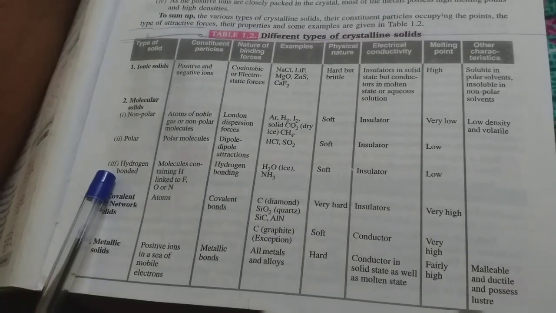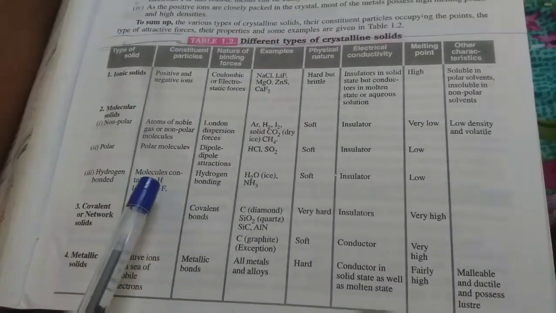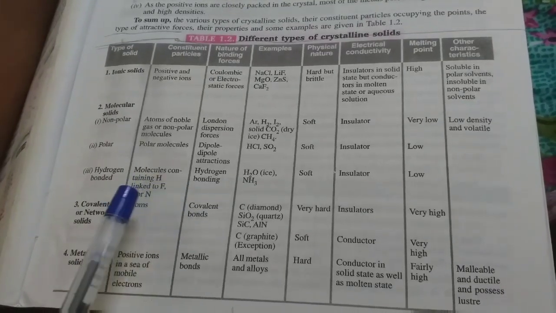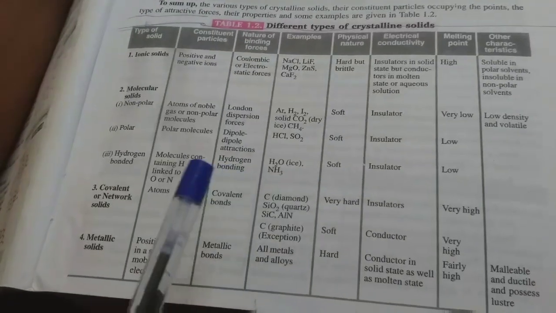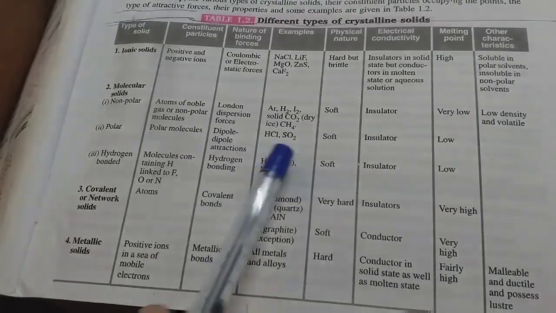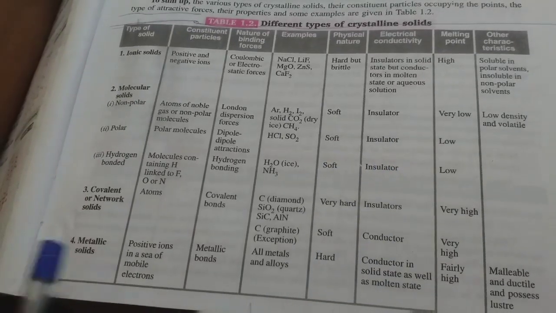Next is hydrogen bonded crystalline solids. The molecules contain hydrogen linked to fluorine, oxygen or nitrogen. The force is the hydrogen bond. Examples: H2O and ammonia. They are very soft, they are insulators and have a low melting point.